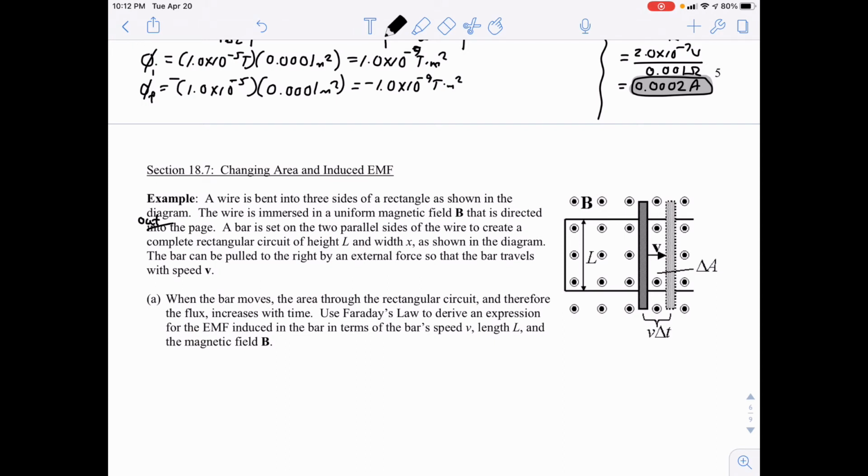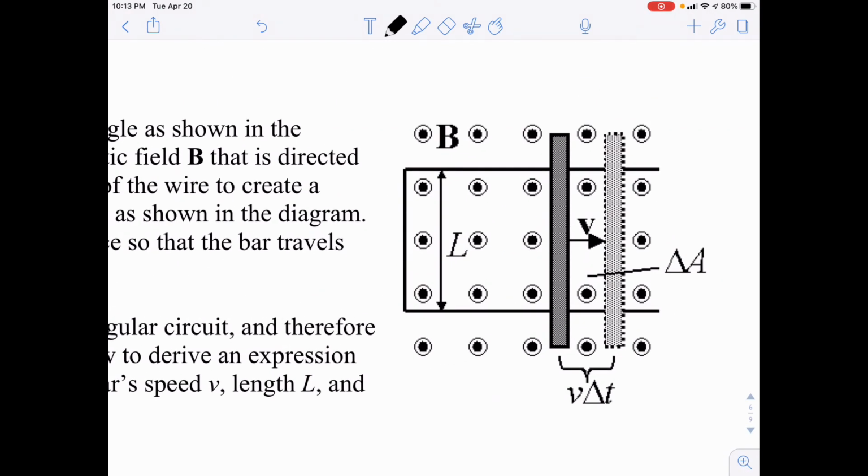As the bar is pulled to the right by an external force, the bar travels with speed v. So in other words, what we get is this. If we pull the bar with an external force like this, you can see that there's more field lines passing through the loop. Right now you see there's 9 field lines coming out of the page. Here there would be 12, here there'd be 15. So by doing this, you would be increasing the flux, essentially.